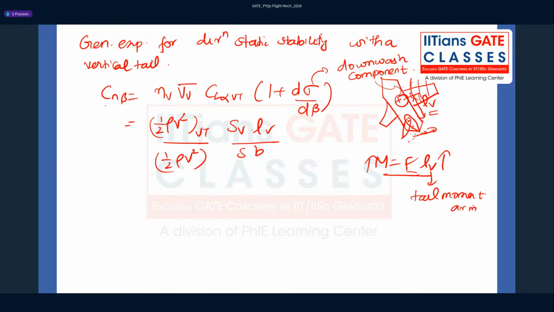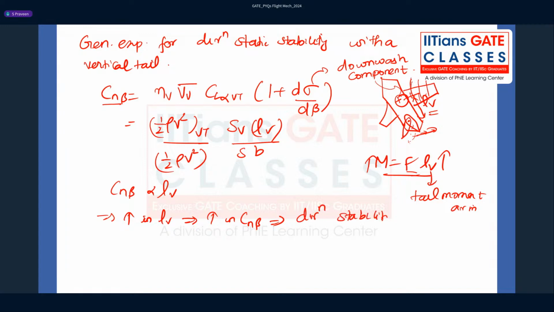So I can directly see that Cn beta is proportional to the LV over here. So which means if I increase LV, this results in an increase in the Cn beta. Okay, and Cn beta is basically the stability component, the directional stability. So the directional stability increases, right? That's what is the case, right?